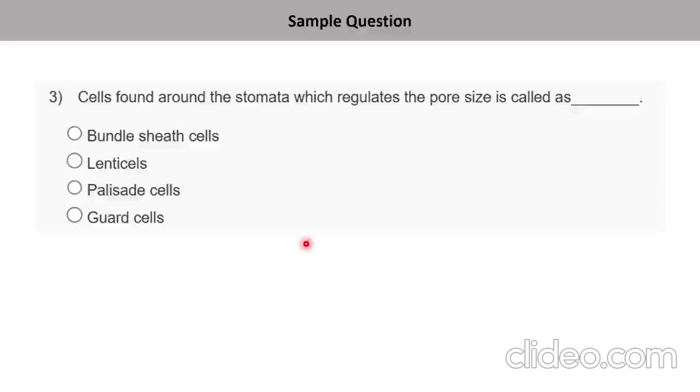Okay. So the cell found around the stomata which regulates the pore size is called as.